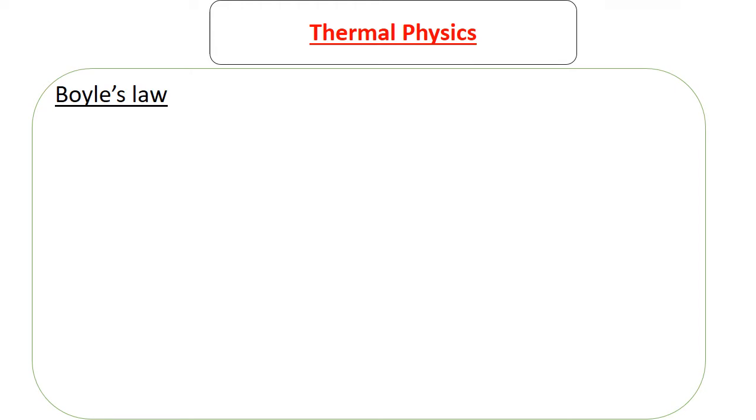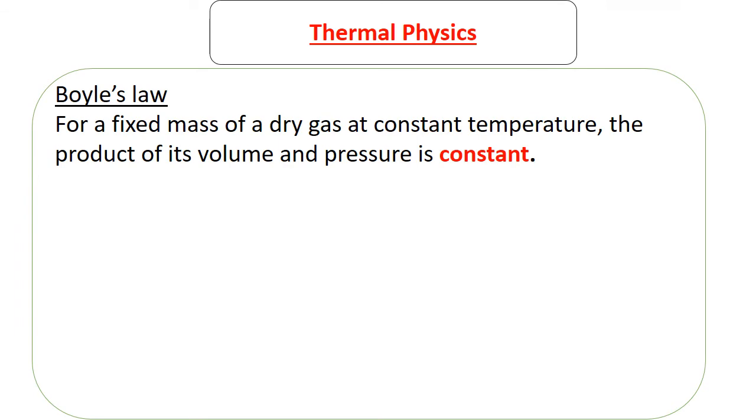So the first one is called Boyle's law, and it states that for a fixed mass of a dry gas at constant temperature, the product of its volume and pressure is constant. So if you have a fixed mass, maybe 50 grams of dry gas at a constant temperature, maybe at 20 degrees Celsius, then if you multiply its volume and its pressure, what you're going to get is the same at any time. So what I'm trying to say is P times V, pressure times volume, will give you the same number at any time.